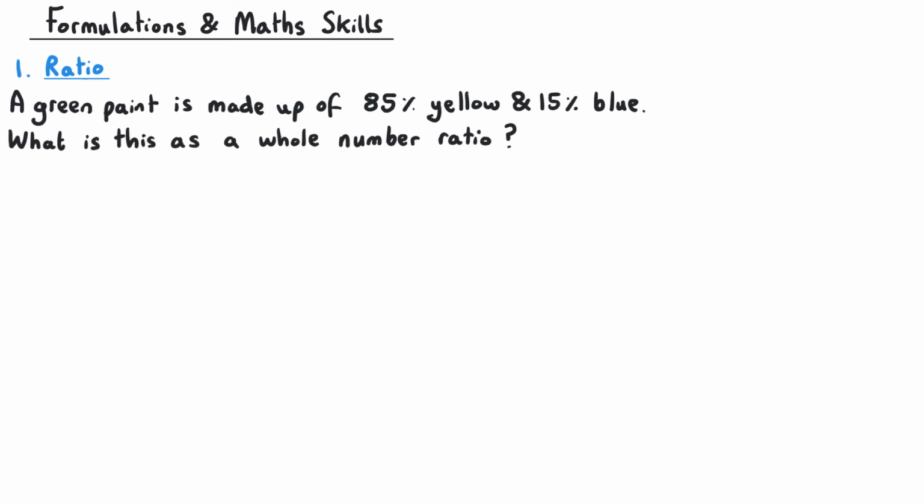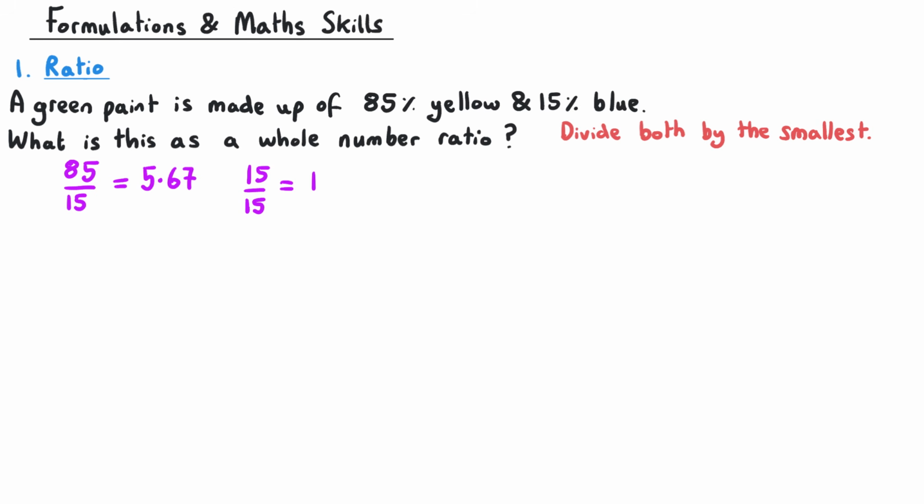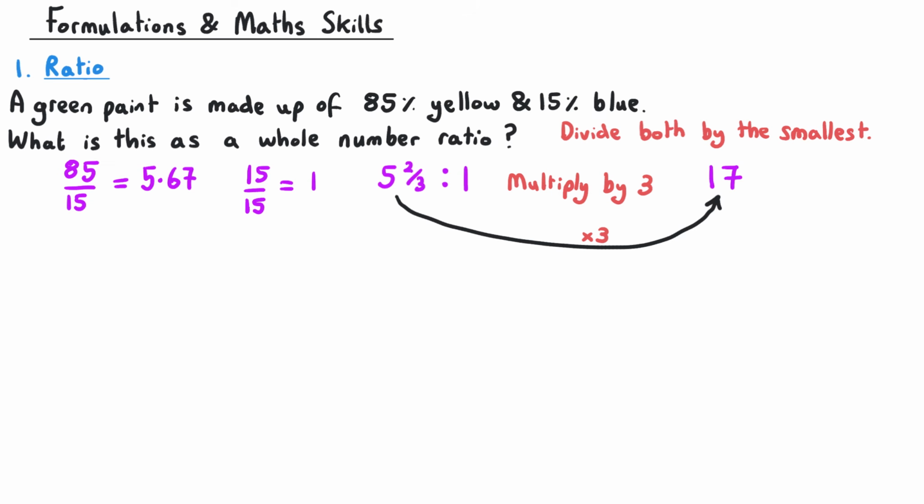And when we do this, we have to take our percentages and divide them both by the smallest number, which is 15%. When we divide 15 by 15, we of course get 1. When we divide 85 by 15, we get 5.67 or 5 2/3. This is of course not a whole number ratio, so in order to turn 5 2/3 into whole numbers, we have to multiply it by 3, and when we do that, we get 17. We have to, of course, multiply the blue by 3 as well, so we've got a 17:3 ratio using whole numbers.